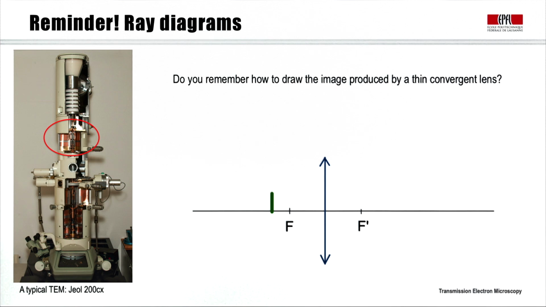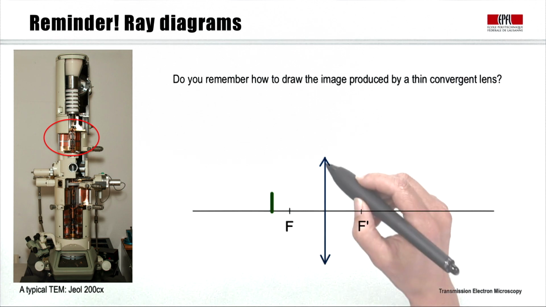Do you remember how to draw the image produced by a thin convergent lens? Try to reproduce this figure on a piece of paper and to draw the image of this object. So this green thing there would be your object.